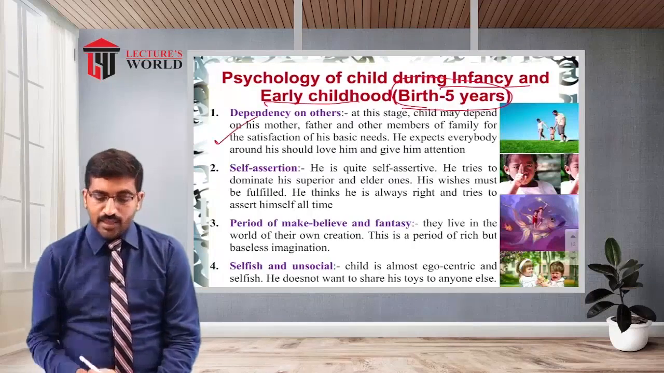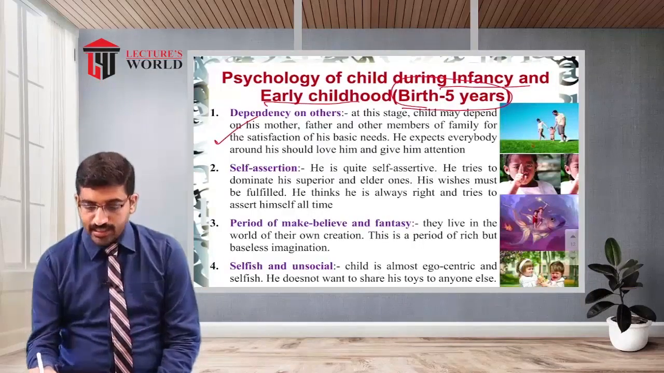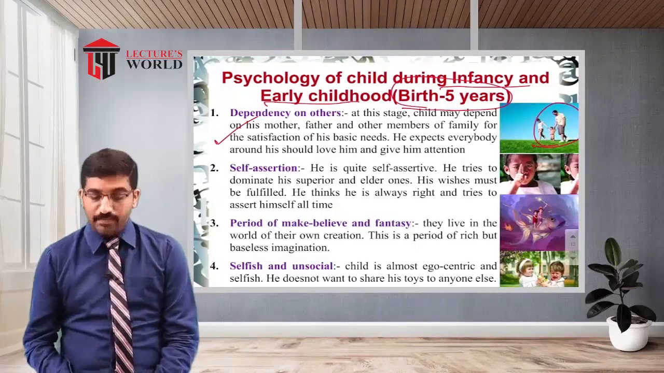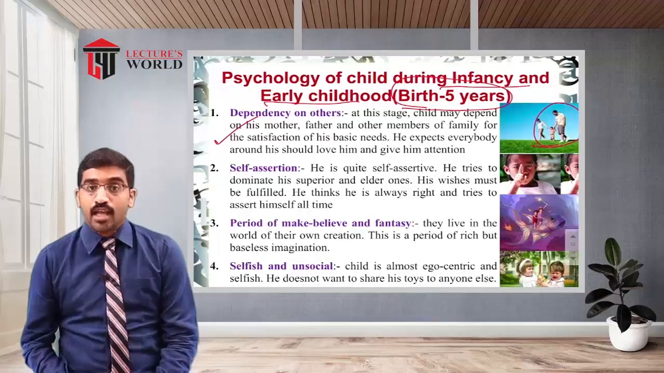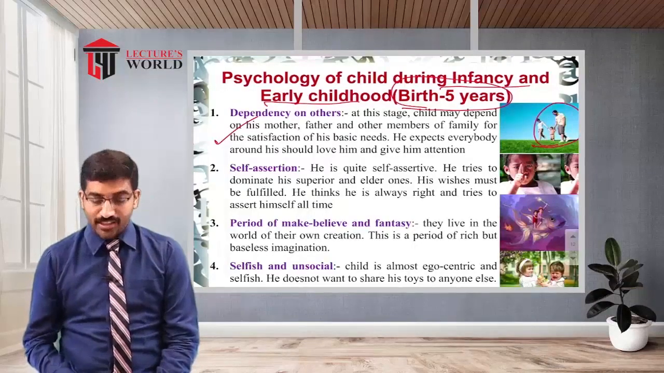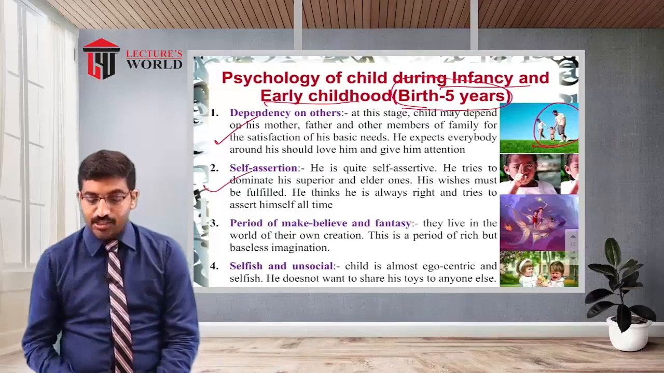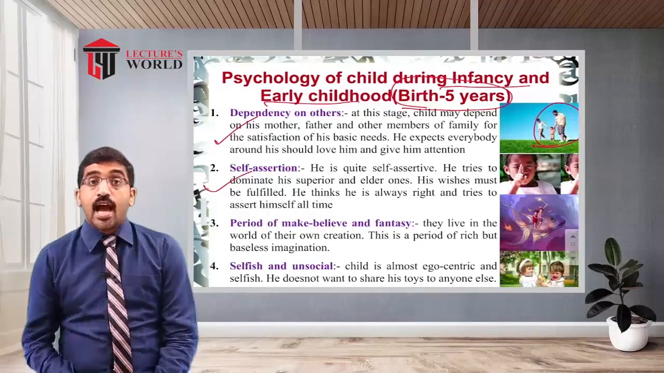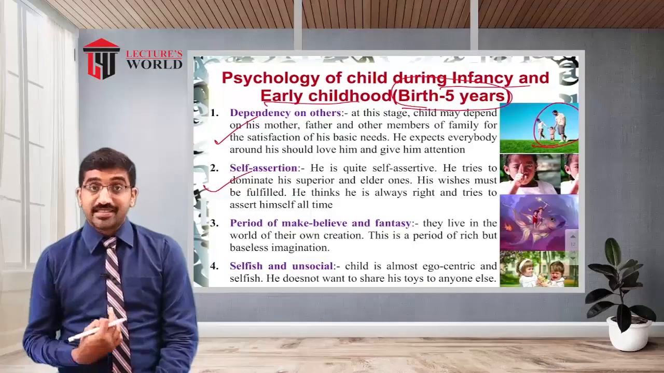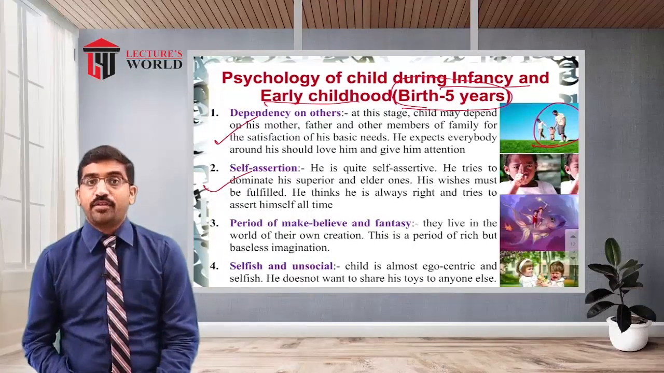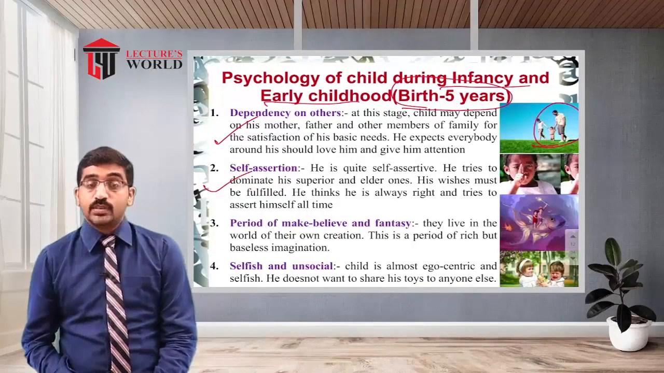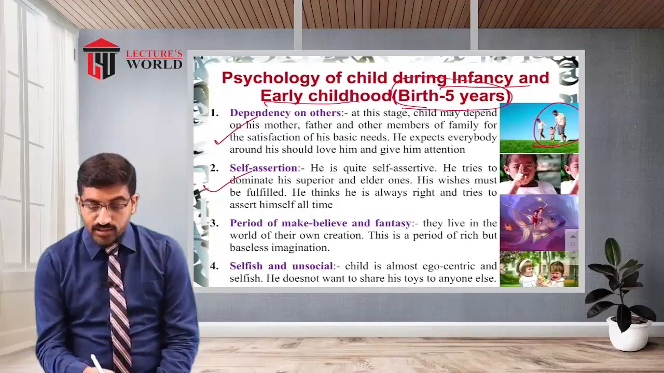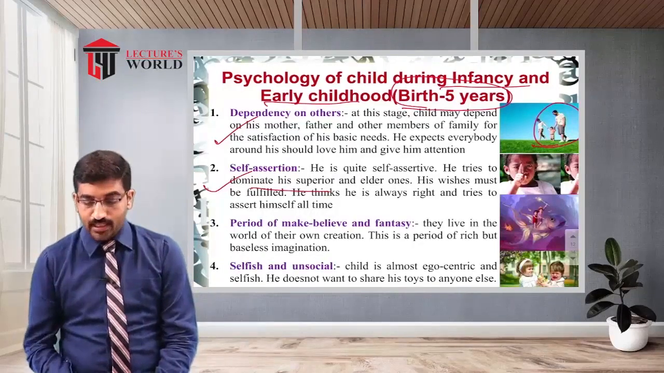See, the first one is dependency on others, how the child is dependent because they expect that everybody around them should love them or give them more attention. Next you see self-assertion, quite assertive. Assertive means thinking that I am good, I can do. They are respecting themselves more without denying respect to others. Assertive quality is very important. So they will always try to dominate their superiors and elders.